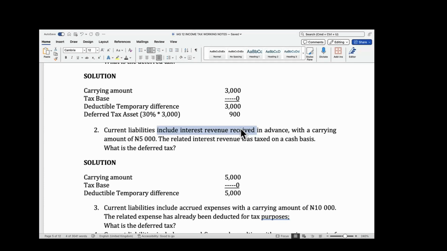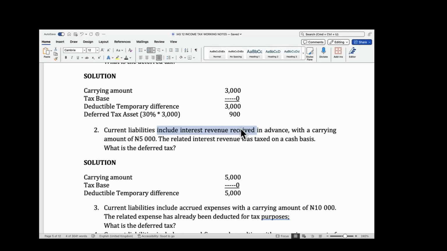At the date you collected the money, it was not there in your P&L. But because the taxman looked at your cash flow statement and saw that you collected interest in cash, they taxed it that year. So you pay tax that year. Fine. Now, in the year when you have earned it, that liability then becomes an income. That's the way we account for it: you debit the liability, you credit income.